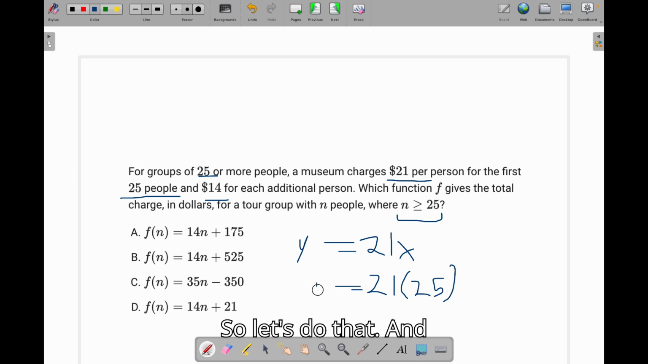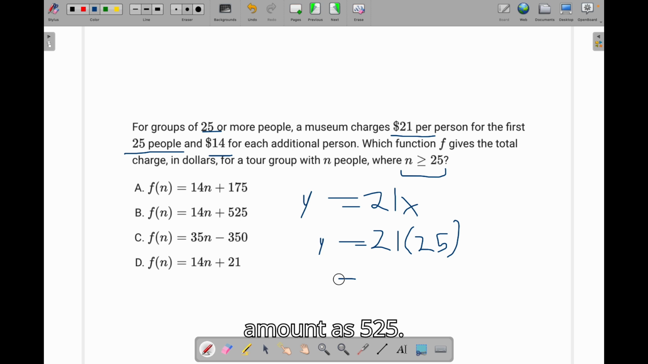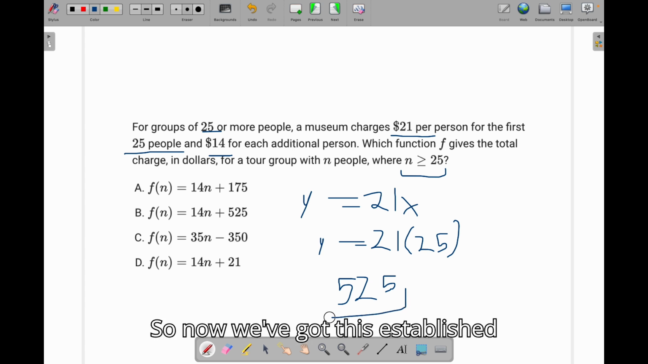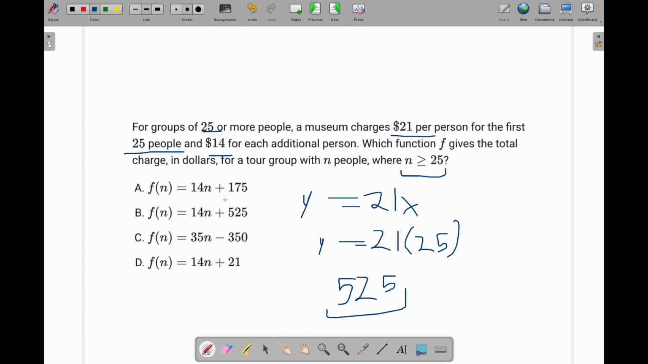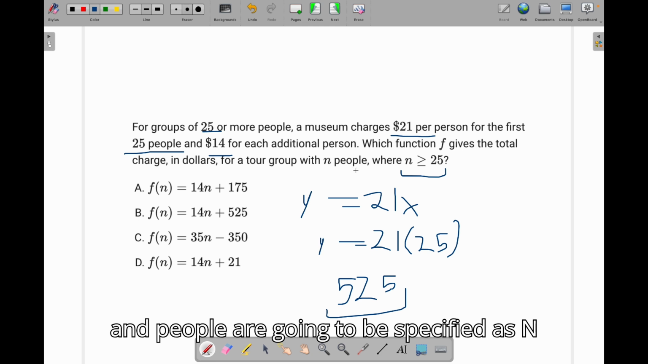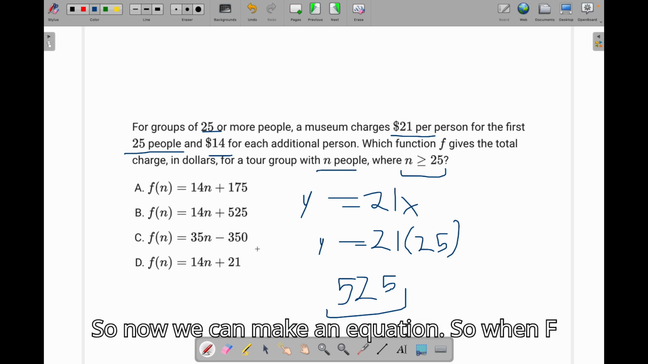So let's do that. And you're going to get our initial amount as 525. This is before n is greater than 25. So now that we've got this established, after 25 people, we're charging 14 per person, and people are going to be specified as n. So now we can make an equation.